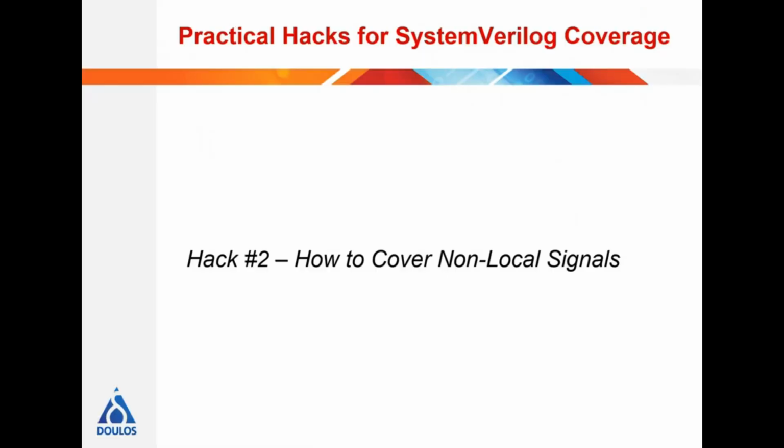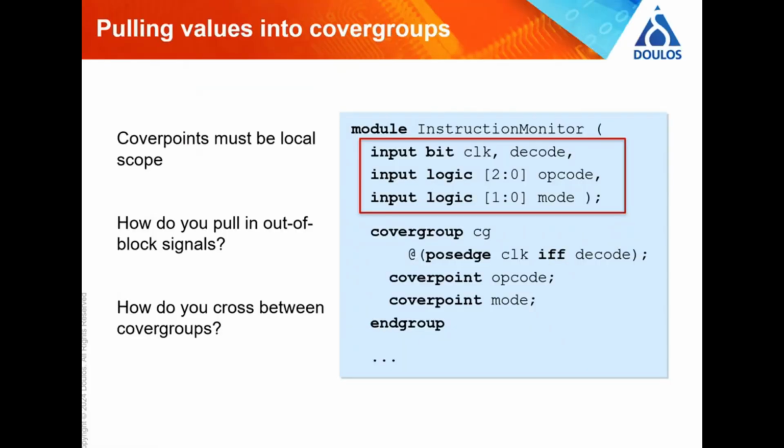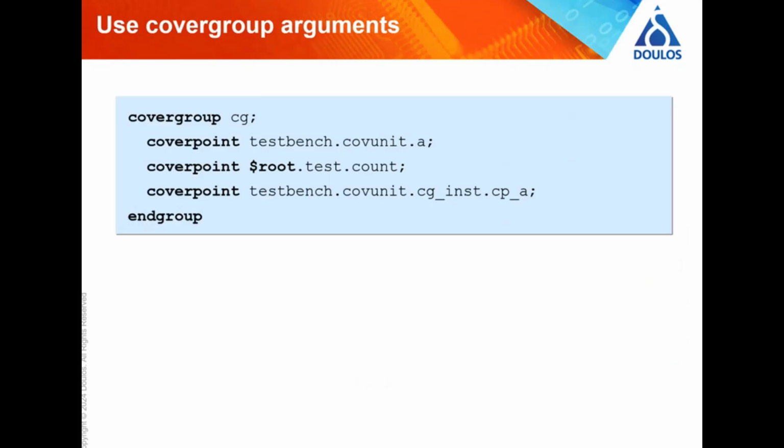All right. So let's look at another hack. How do we handle it when we have signals that aren't local to our cover group, and we want to include that in the cover group? Normally, we have the signals here in the local scope. We simply say cover point opcode, cover point mode. But what if it's in a whole other class object or something like that, and we want to pull it in? Well, you might be tempted to use a hierarchical path name.